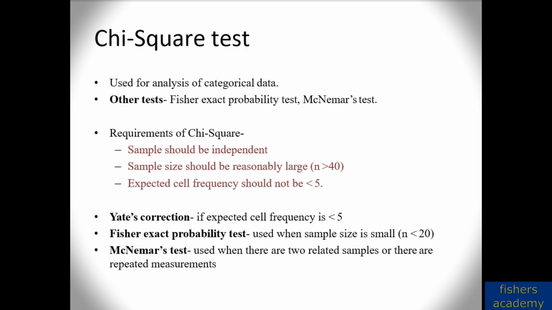Same thing, it is like a paired t-test for a continuous variable. For this categorical variable, this is also paired samples. That means, suppose I am observing the views of 100 people, whether they will vote next time for Bharatiya Janata Party or others. In January, I am taking the same 100 people. The same 100 people I am taking after 3 months.